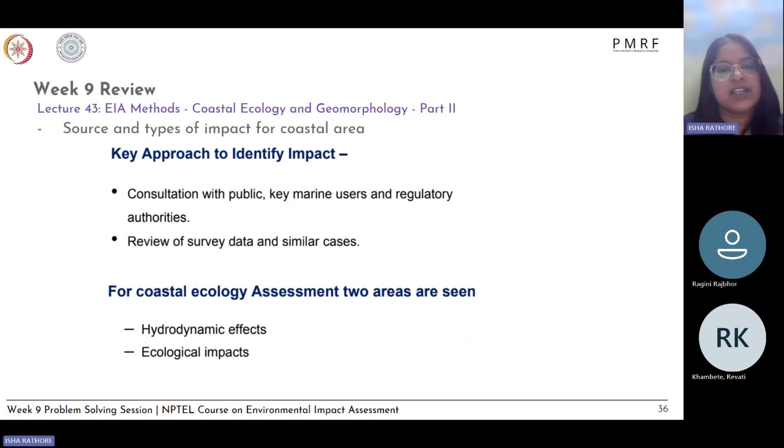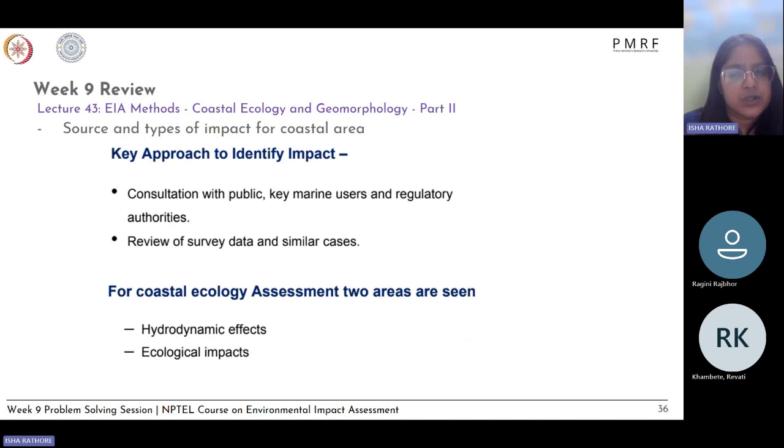And if you had any similar case or construction project which has undertaken EIA when doing development in that area, you can refer to those cases also as case studies and look at what kind of survey data they collected and what kind of methods they adopted.